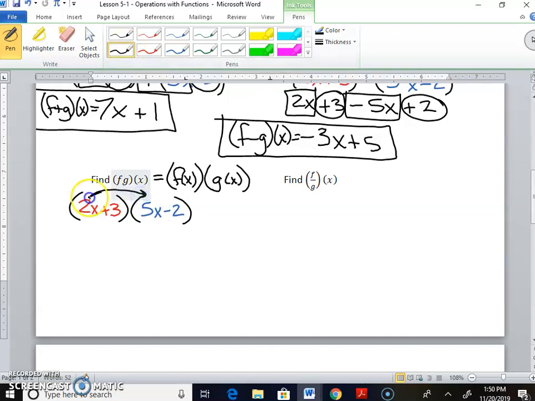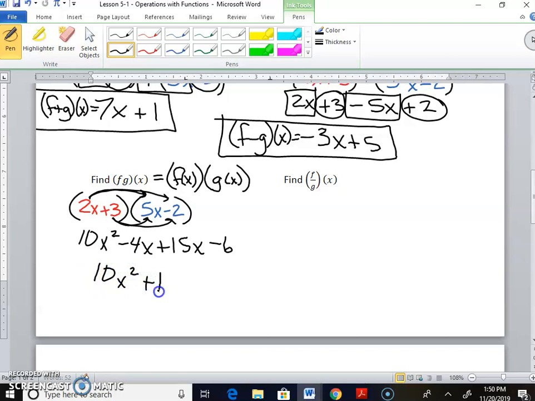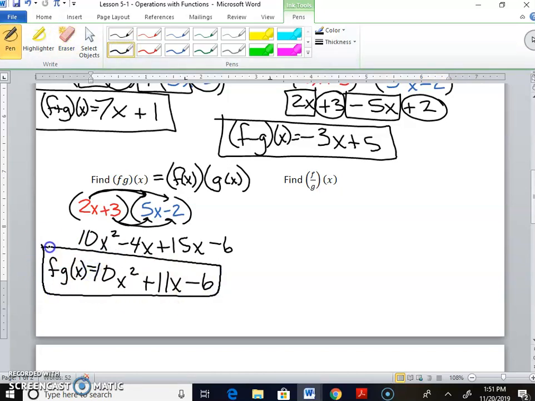I'm going to take 2x times 5x, 2x times negative 2, gives me 10x squared, minus 4x. 3 times 5x gives me a positive 15x. 3 times negative 2 gives me a negative 6. And then I just need to combine like terms, and I get 10x squared plus 11x minus 6. So fg of x equals 10x squared plus 11x minus 6.